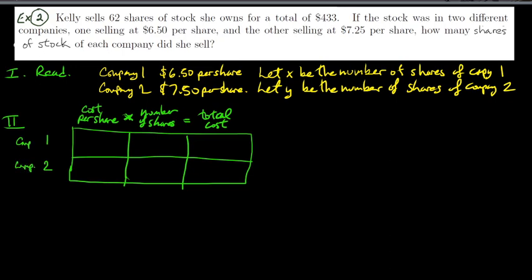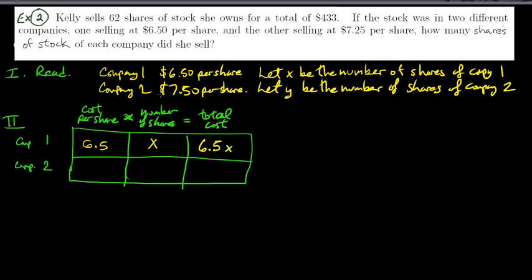Right. And what are we given? We're given that for Company 1, the cost per share is $6.50. You can just do 6.5 if you like. And the number of shares, well, we don't know that. That's going to be X, right? So if we had 2 shares, then 6.5 times 2 would be $13, right? If it was 3 shares, it would be $19.50, I think, right? So if it's X shares, it's just 6.5 times X, right?